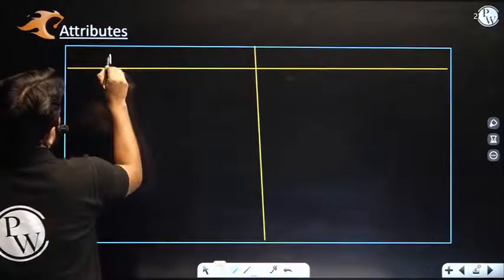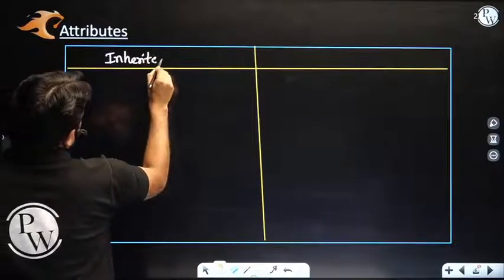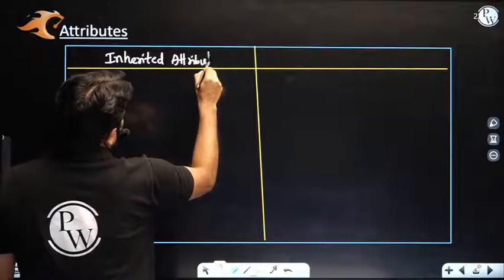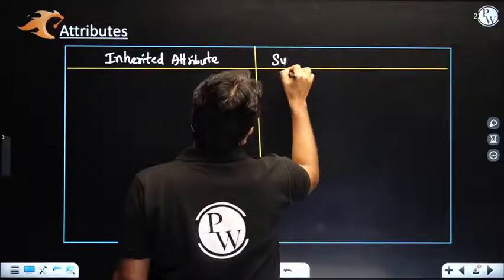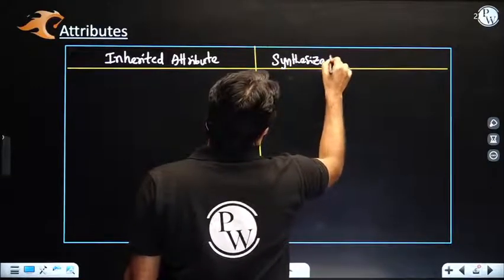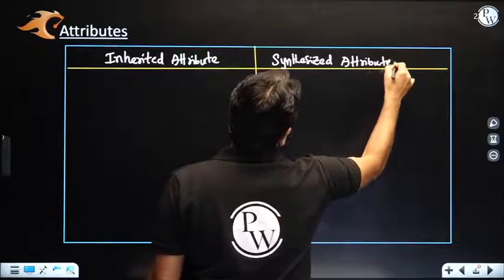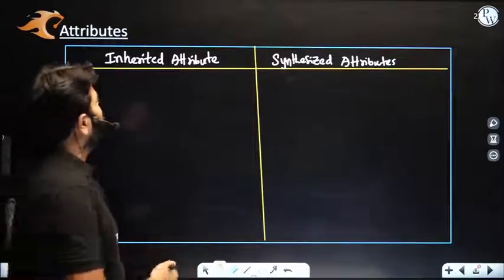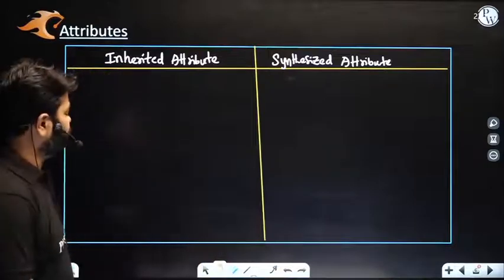One is inherited attribute. What does it do? Inherited attribute. Have you studied this somewhere in inheritance? It's similar to that. And another one is synthesized attribute. A grammar may contain one or more attributes, or zero or more attributes, you can say that. What is this inherited attribute and synthesized attribute?